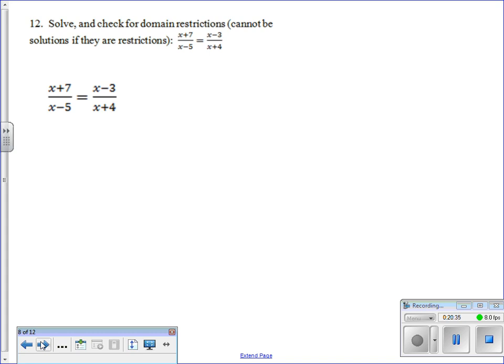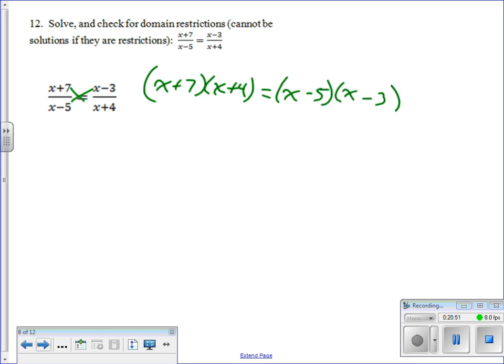Okay, so I have here a proportion. Cross multiply. If I have a proportion, I'm not worrying about anything else. I'm just going to cross multiply. So I have x plus 7 times x plus 4 equals x minus 5 times x minus 3. That's what you get, cross multiply. To solve, I do need to FOIL. x squared plus 11x plus 28 equals x squared minus 8x plus 15.